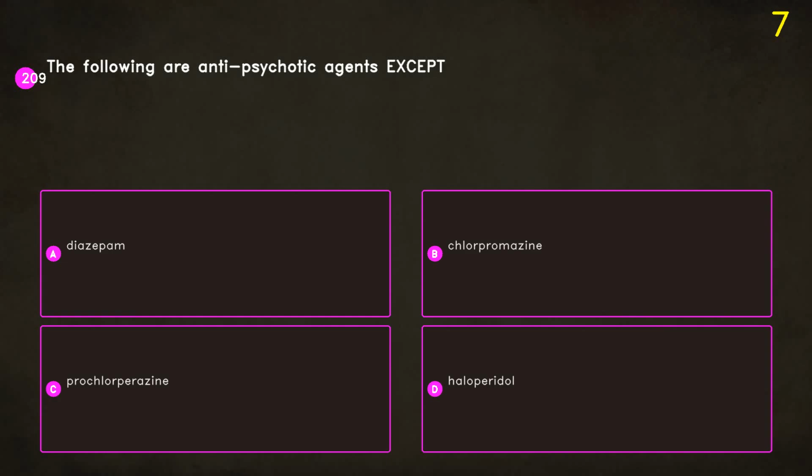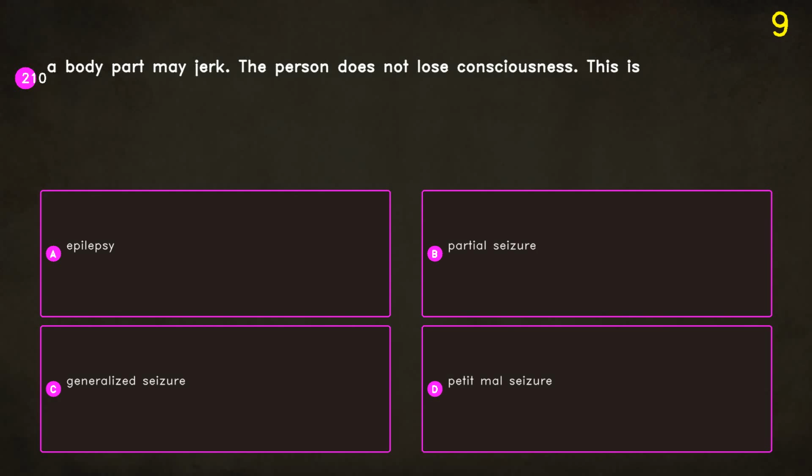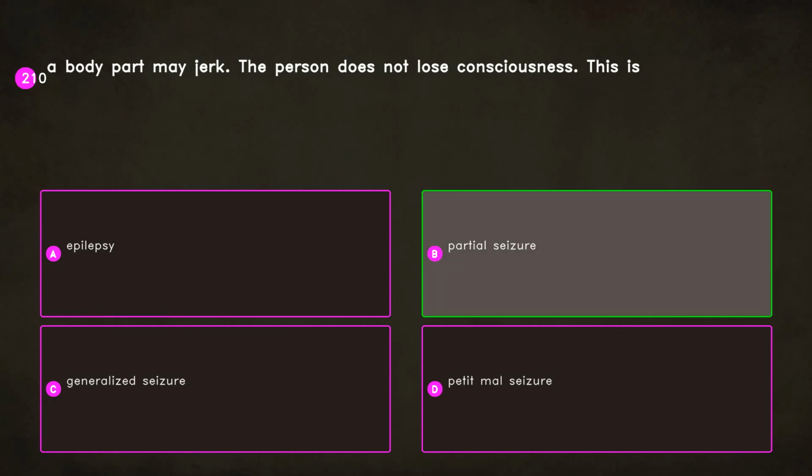Question 209. The following are antipsychotic agents except A. Diazepam. B. Chlorpromazine. C. Prochlorperazine. D. Haloperidol. The correct answer is diazepam. Question 210. A body part may jerk. The person does not lose consciousness. This is A. Epilepsy. B. Partial seizure. C. Generalized seizure. D. Petit mal seizure. The correct answer is partial seizure.